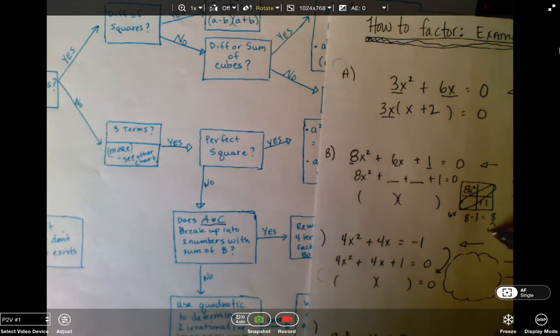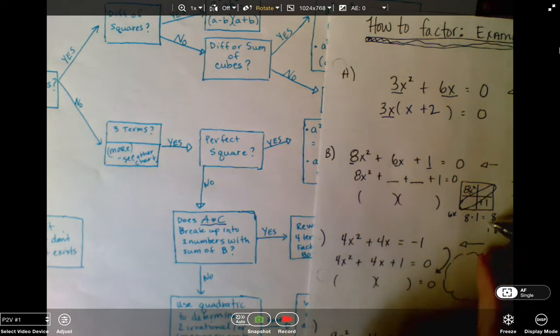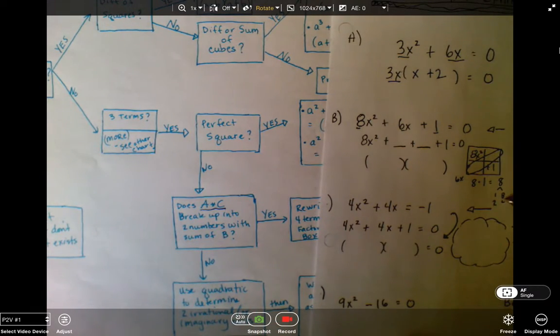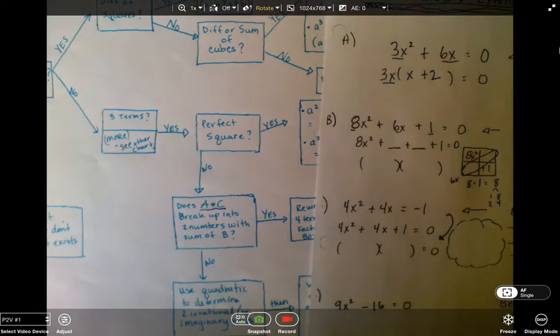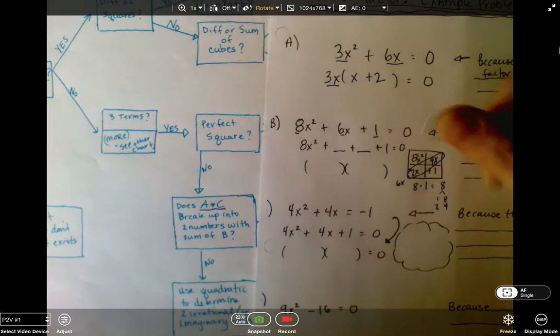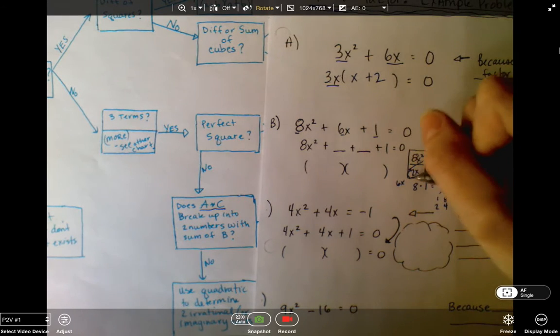So some possibilities are 1 and 8 would multiply together to make 8, but that doesn't make 6 when I add it. And then 2 and 4. If either of those options don't work, then it's non-factorable. So I'm going to put 2x and 4x, and these two are interchangeable. 2 could go here and 4 here, or 4 here and 2 here. Doesn't make a difference. So then I'm going to factor using my box.